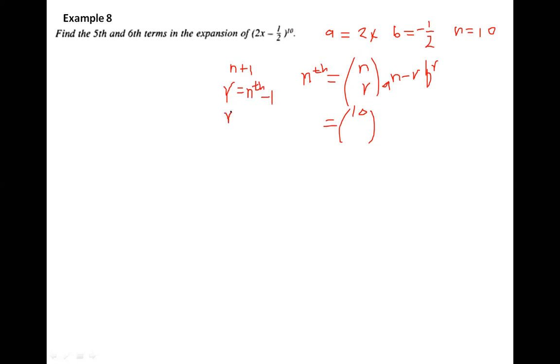So for the fifth term, the value of r is 5 minus 1, which is 4. So I'm going to put my 4 there. And then the a that I found is 2x. 2x to the power n minus r, which is 10 minus 4, which is 6.